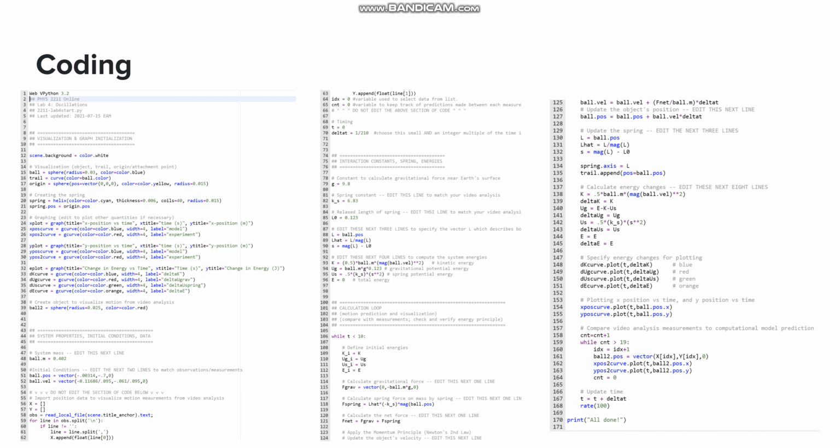Here's the coding for this lab. Important coding is after the computation loop, or the calculation loop, including the calculation of forces and energy changes. These are seen in the 2 right pictures.